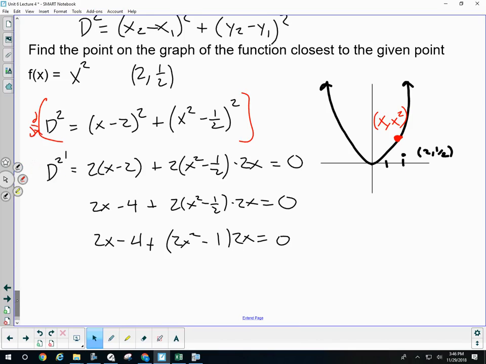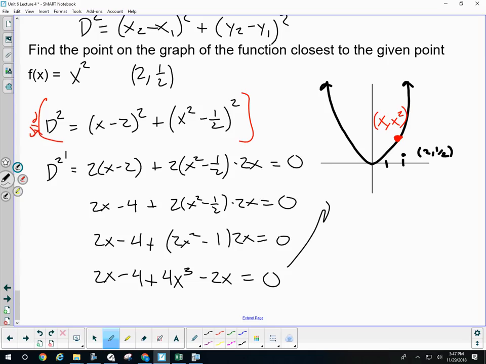This is after taking the derivative. Then I get 2x minus 4 plus 4x cubed minus 2x equals 0. The 2x minus the 2x goes away. Oh yeah, this was all set up for a reason. I get minus 4 plus 4x cubed equals 0. I get x cubed is equal to 1. I get x equals 1. So it turns out 2, 1/2 is closest to the point 1, 1. Isn't that funny how they do that?